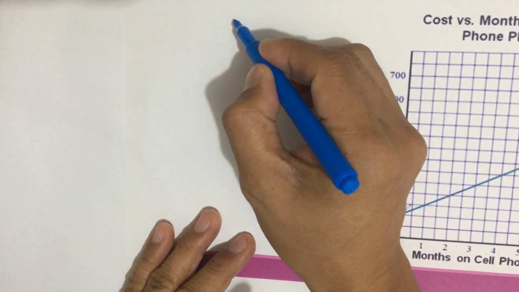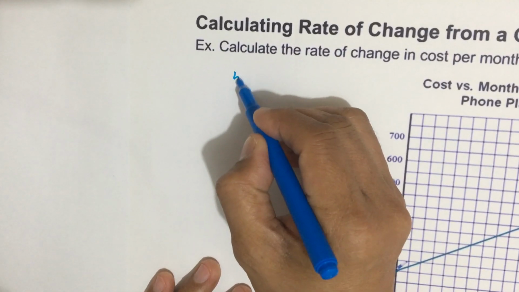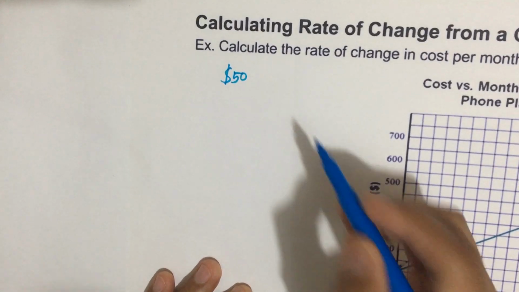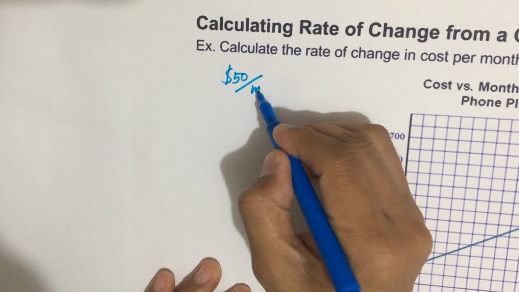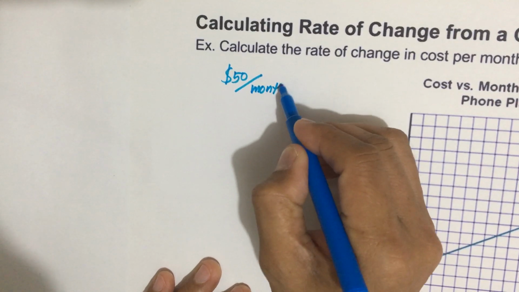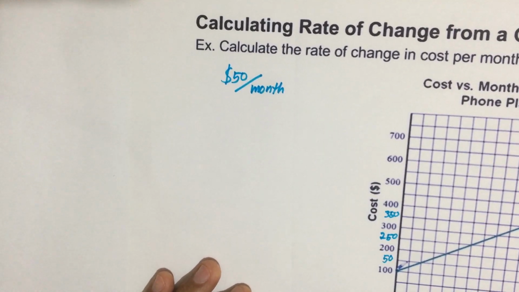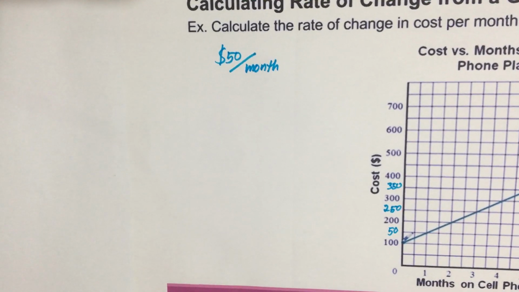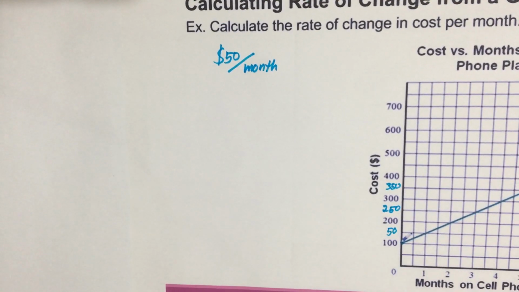So there's a change of $50 per month. All right. Now there are times, class, that it's not easy to get the rate of change from the graph.